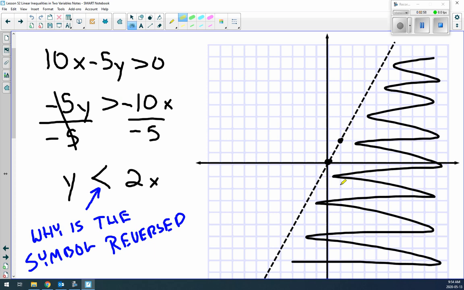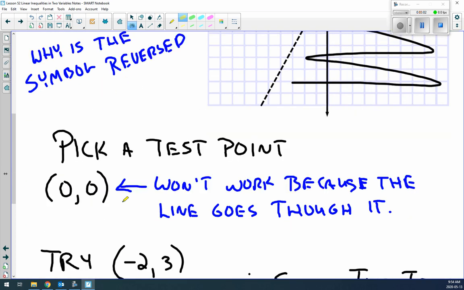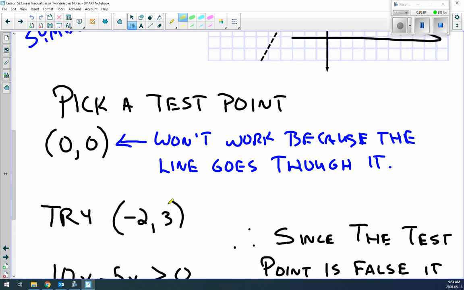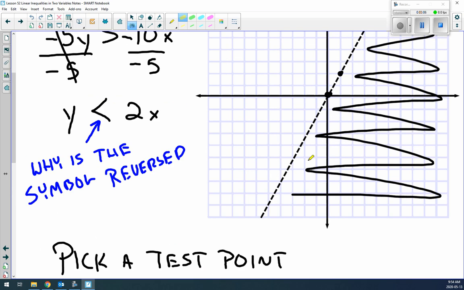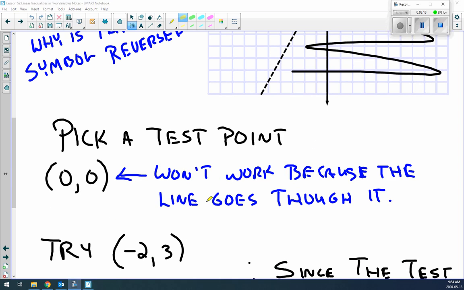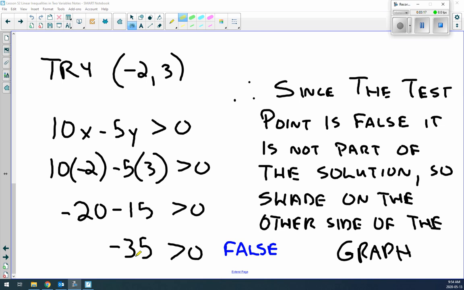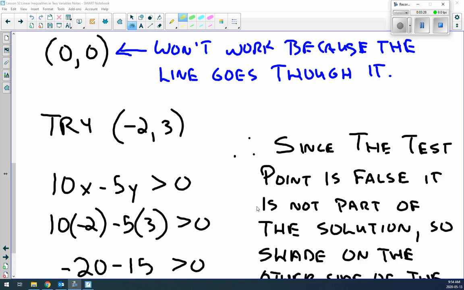Obviously, we can't pick 0, 0 as the test point because the line goes through the origin. So let's try negative 2, 3, up here in quadrant 2. We plug it in and do all the work, and we find negative 35 is greater than 0. I'm no math teacher, but I don't think that's correct. So it's false, and since the test point is false, it is not part of the solution. So we shade on the other side of the graph.